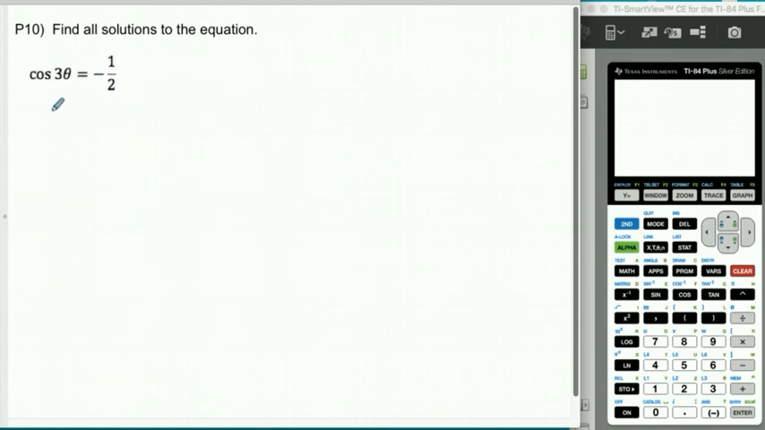Again, no interval is given. So the first thing you have to ask yourself is where is the x on the unit circle equal to negative 1/2? Well, x's are negative to the left of the y-axis, and the x's are a half at the pi over 3's. So these are my 2 answers.